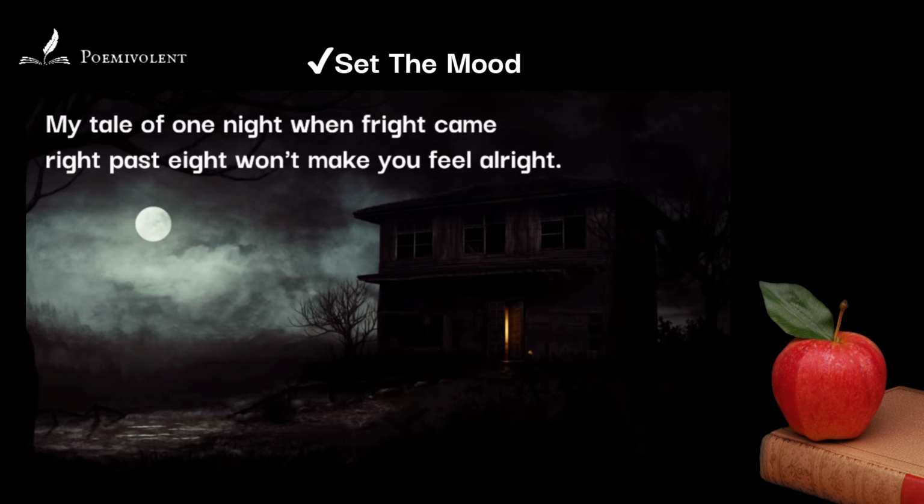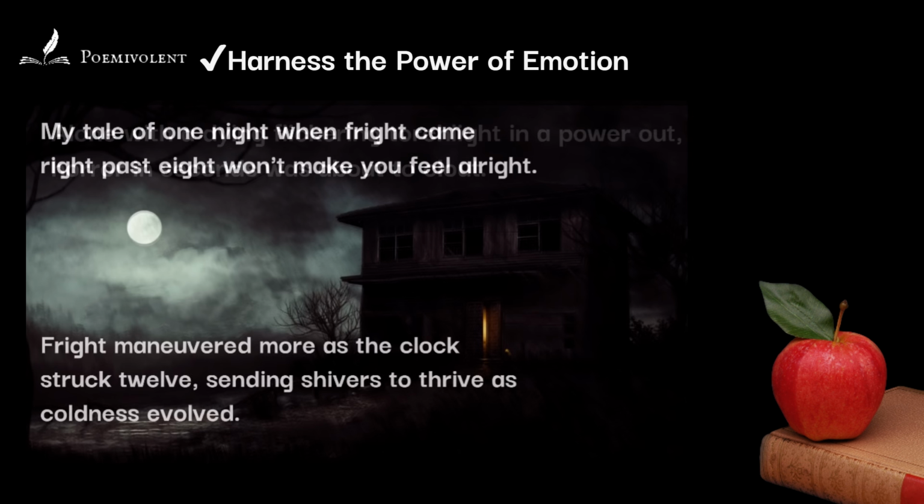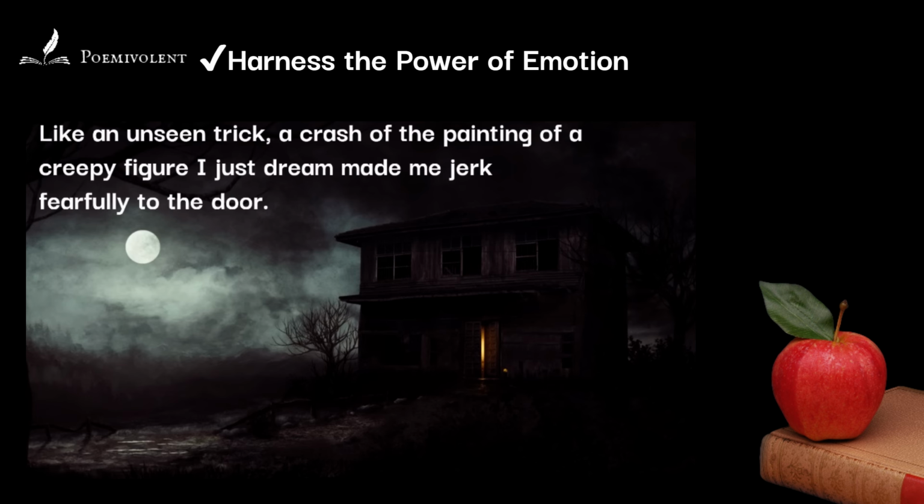The poem begins with the line, "My tale of one night when fright came right past 8 won't make you feel all right," immediately setting a dark and unsettling tone. The mention of a dying flickering torchlight and a power outage adds to the eerie atmosphere. The poem captures emotions such as fear, terror, and shock through the use of descriptive language and vivid imagery. Phrases like "sending shivers to thrive as coldness evolved" and "made me jerk in fear to the door" evoke a sense of dread and unease.